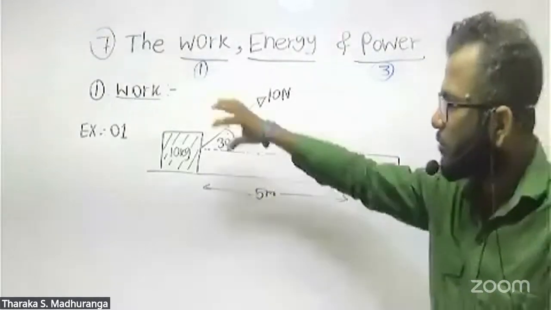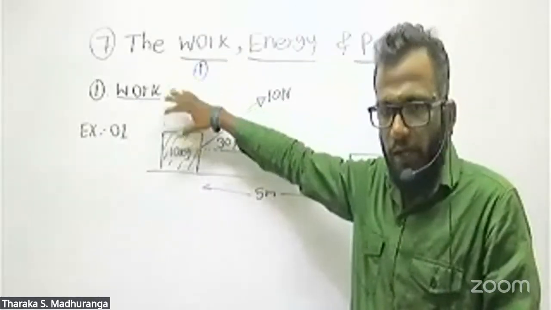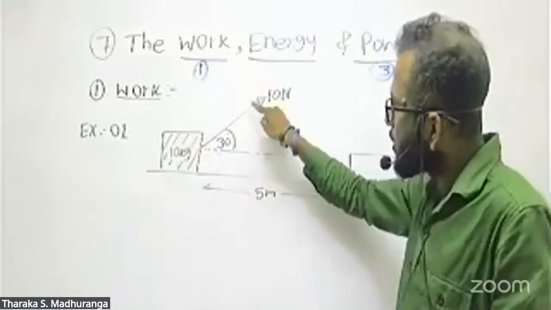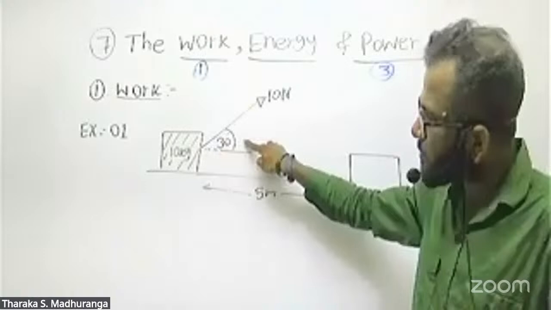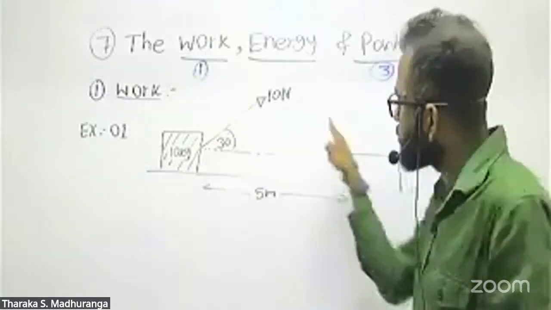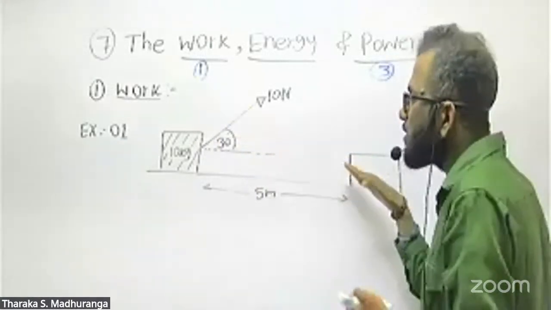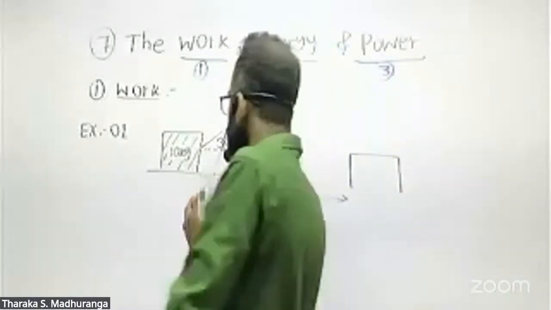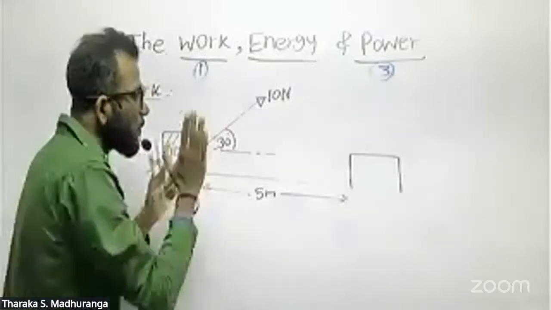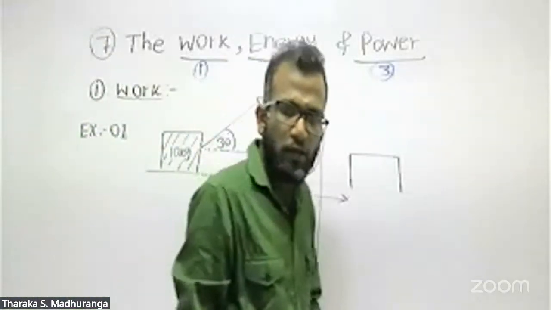This same object, 10 kilogram, because of this 10 Newton angular force, is moving from this point to this point. The displacement is 5 meters. You just want to get the work done by the object.